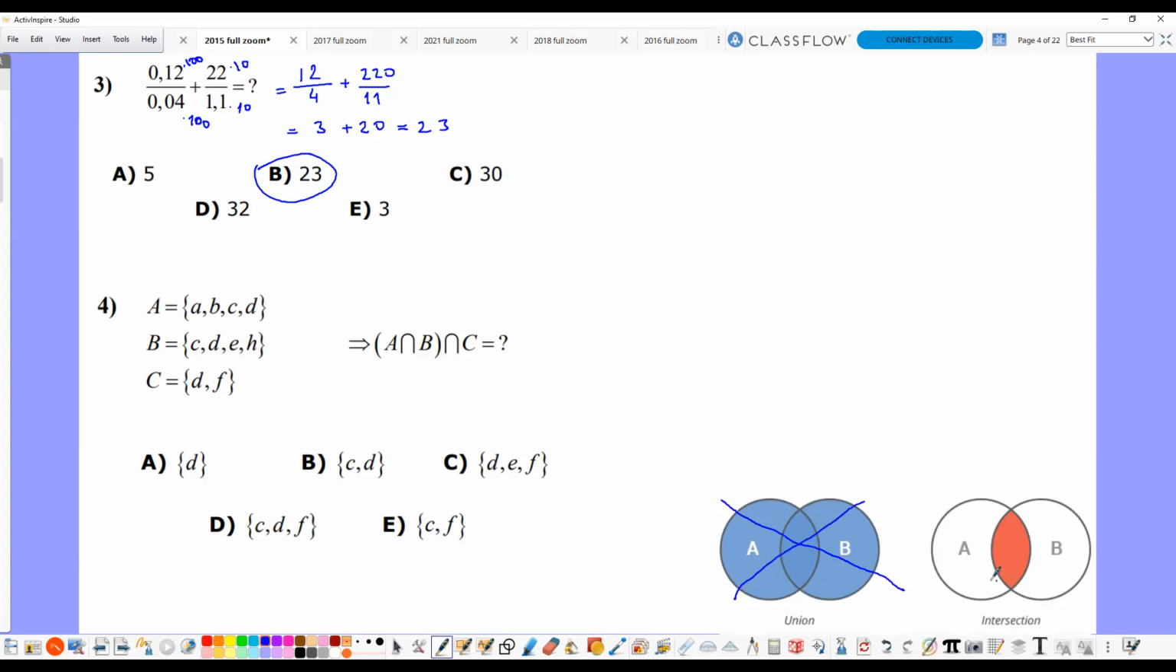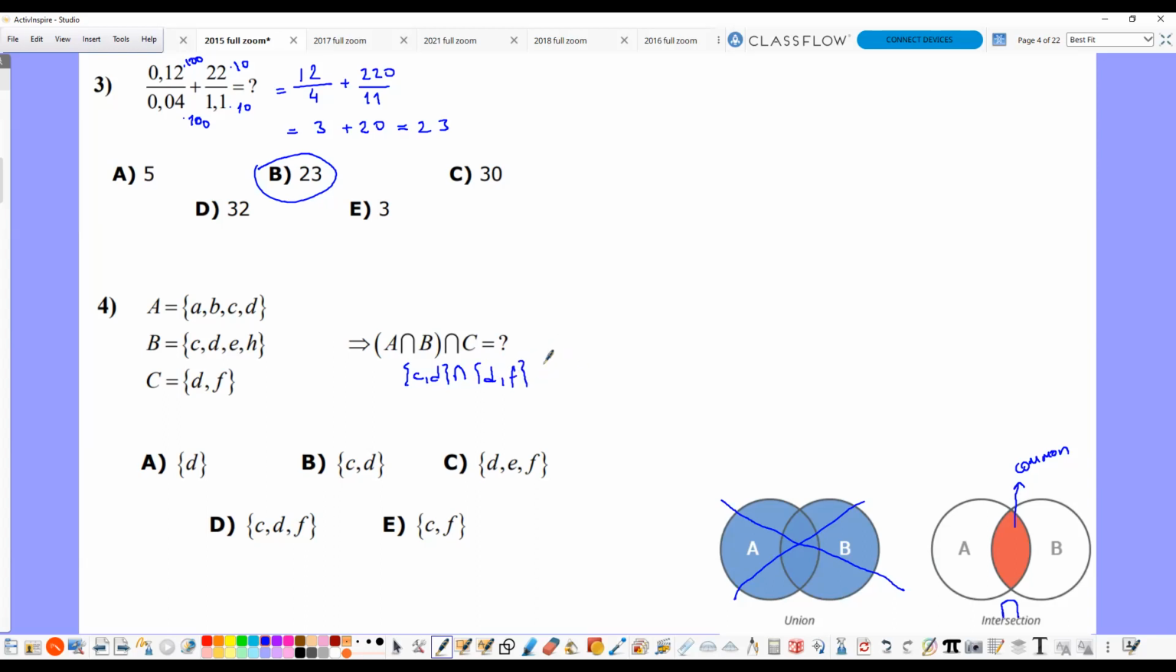Here, there is intersection. This sign is called the intersection sign, and it represents the commons. Intersection means the common elements of A and B. So when I write A and B together, which elements are common here? A, B, C, D, and C, D, E, H. So C and D are common. So A intersection B is C and D. Then intersection with C. What is C, D, and F?